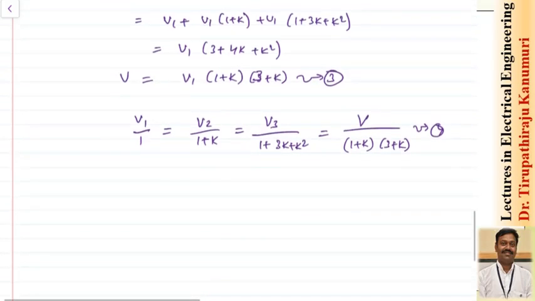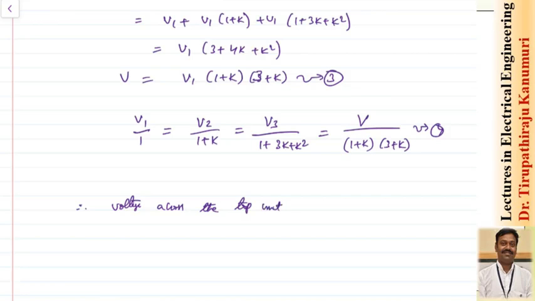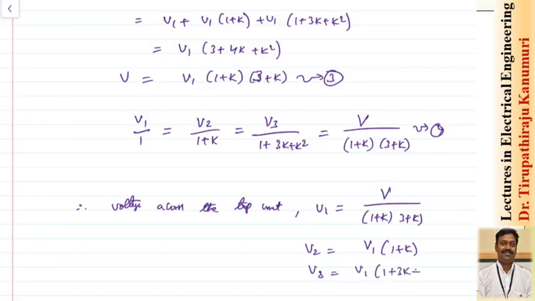So we can tell that the voltage across the top unit is V1 is equal to V divided by 1 plus K into 3 plus K. I can calculate in this way. So voltage across the second string will be V2 is equal to V1 multiplied by 1 plus K, and the third one I can calculate, voltage across the third string, in terms of the voltage across the first one. So this I can write as V1 into 1 plus 3K plus K square.